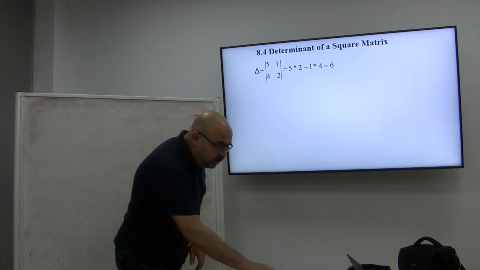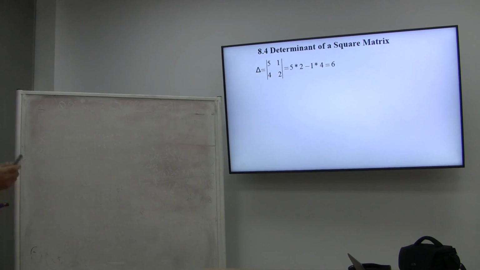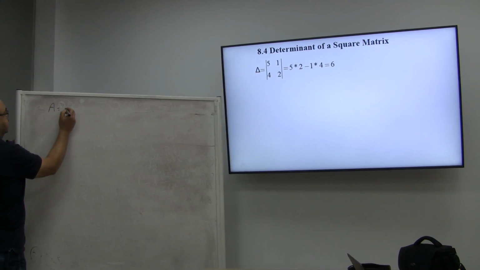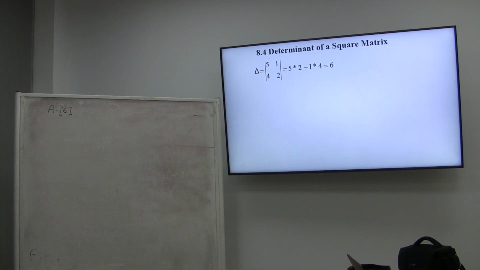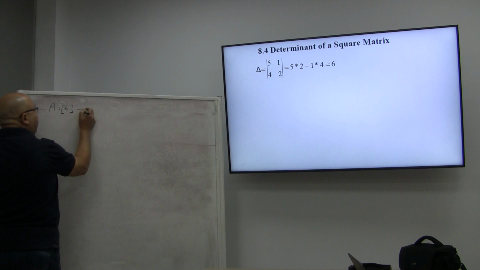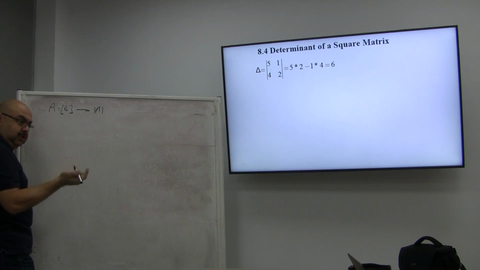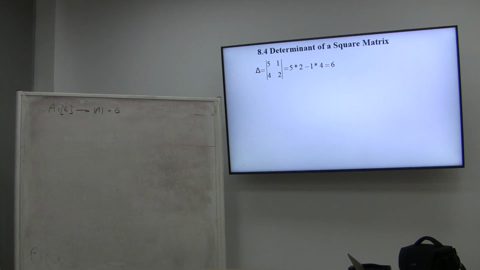I will start with a one-by-one matrix, a square matrix of dimension 1 by 1. Let's say A is 6, for example, which is a matrix with dimension 1 by 1. If I want to get the determinant relative to matrix A, it is simply equal to 6, the same number.